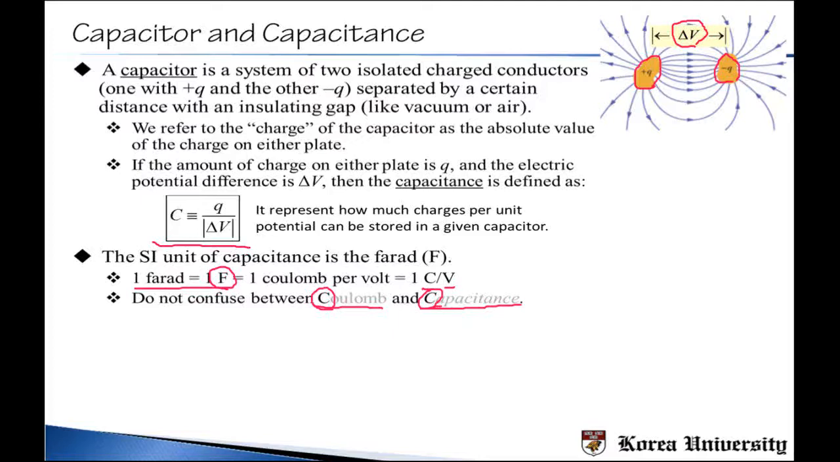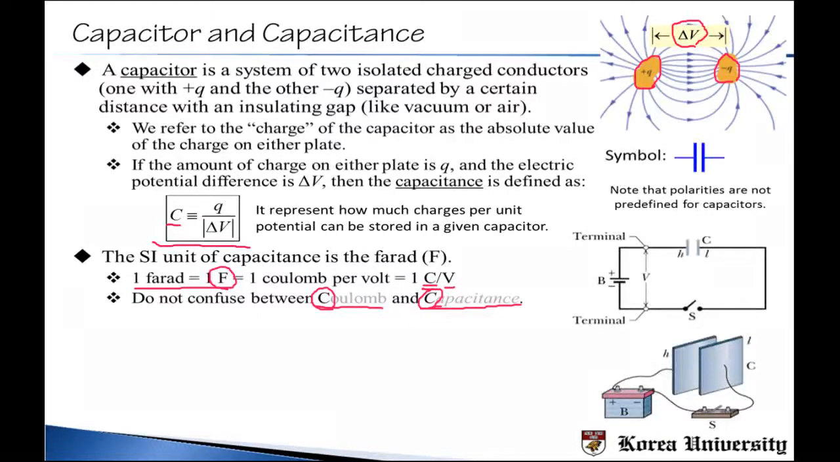So if you see the Roman C, then it is coulomb, but if you see this italicized C, that will be the capacitance. And then if we draw the electrical circuit using symbols, this is the symbol we use for the capacitance. Here it basically represents two conducting plates facing each other but separated by a certain gap. And you can see that the two plates or two sides actually look the same.